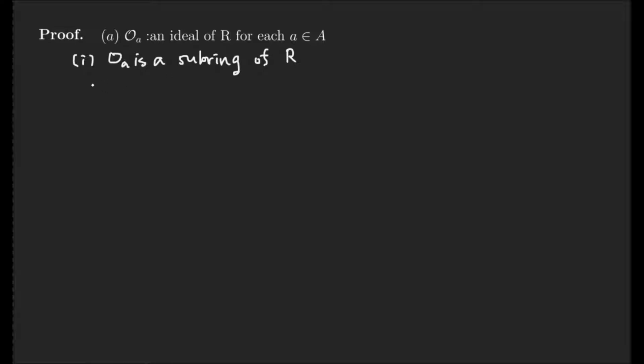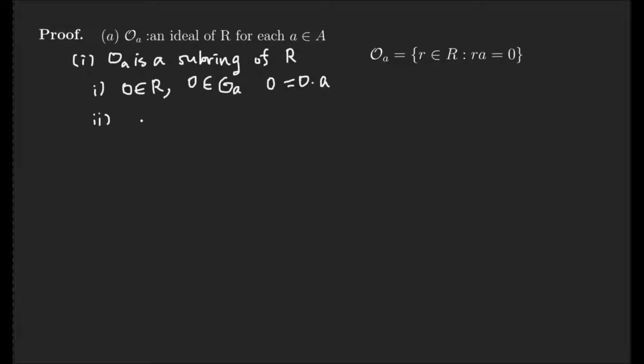The definition of subring: O_A is the collection of these elements, because 0 is clearly in R, then 0 is in O_A. More precisely, 0 times A is equal to 0, so 0 is clearly an element in O_A.